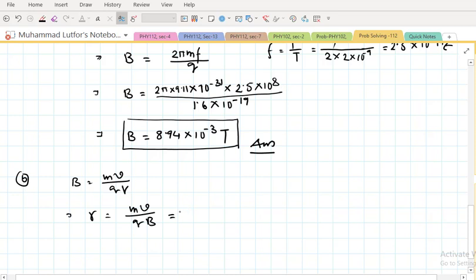If you put in the mass of the electron, speed of the electron, charge and the strength of the magnetic field, you will find out the radius of this semicircle would be 8.47 into 10 to the minus 3 meter, or you can say that the radius of this electron would be 8.5 millimeter. This is the answer of that second question.